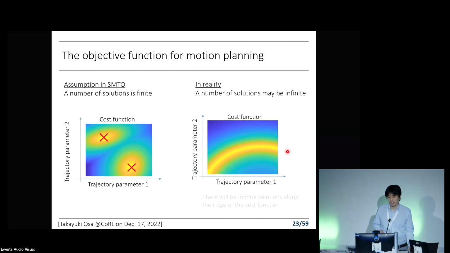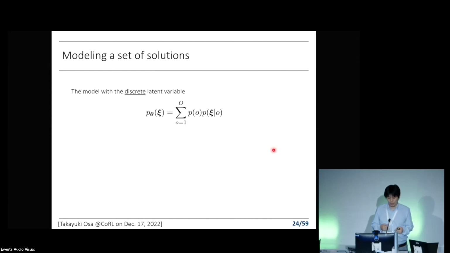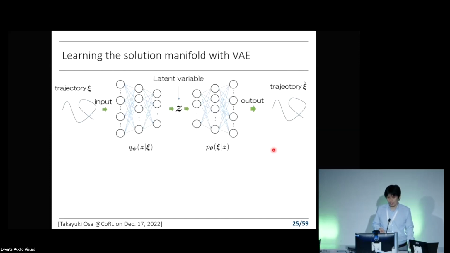If the cost function looks like this, there will be infinitely many solutions along the ridge of the cost function. The question is how to model infinitely many solutions and capture the solution manifold in a continuous manner. In the first method, we use a model with a discrete latent variable to model the finite number of solutions. Now we use a model with a continuous latent variable and try to capture the solution manifold. To train this, we use a variational autoencoder.